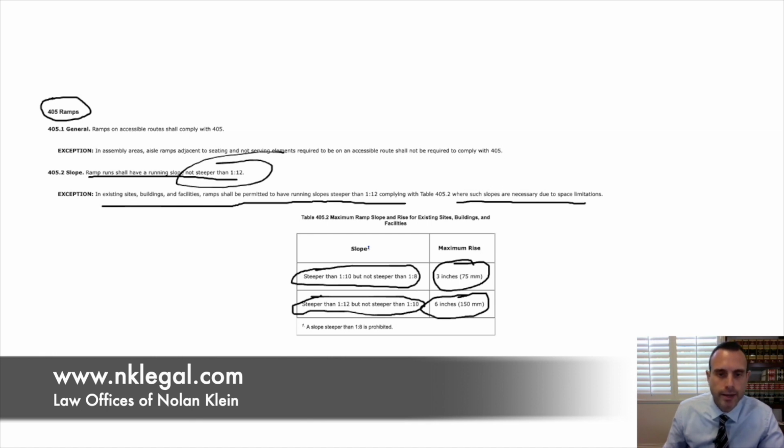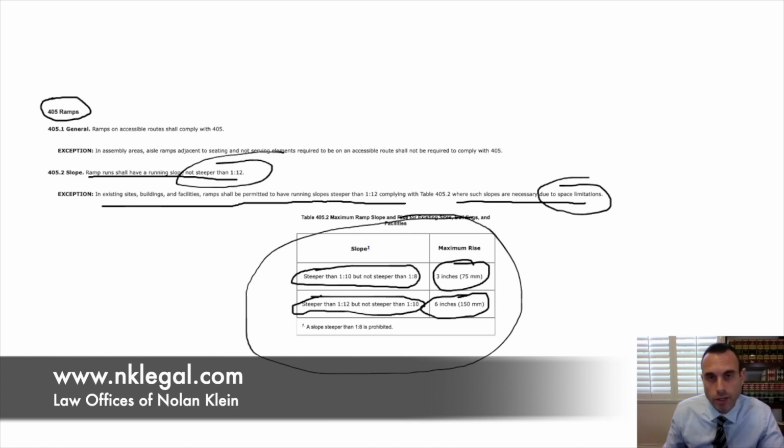If necessary, in an existing facility, you can sometimes go a little steeper for limited vertical rises, if necessary due to space limitations. But again, this is all spelled out very clearly. It's really quite simple. And it's all spelled out in Section 405.